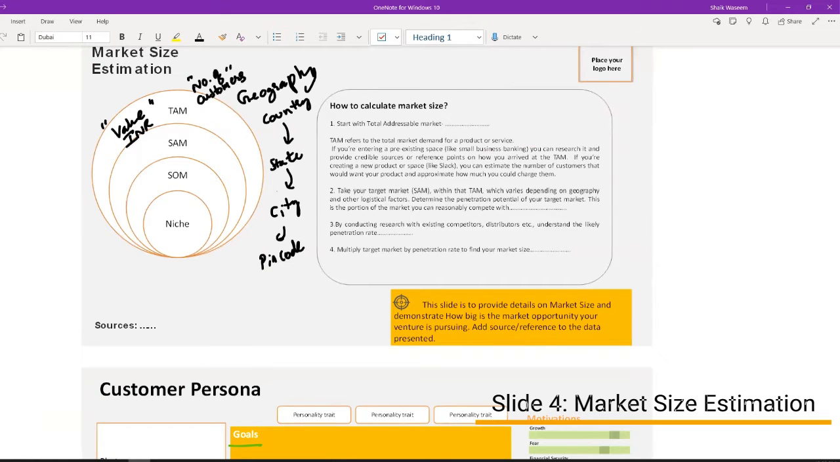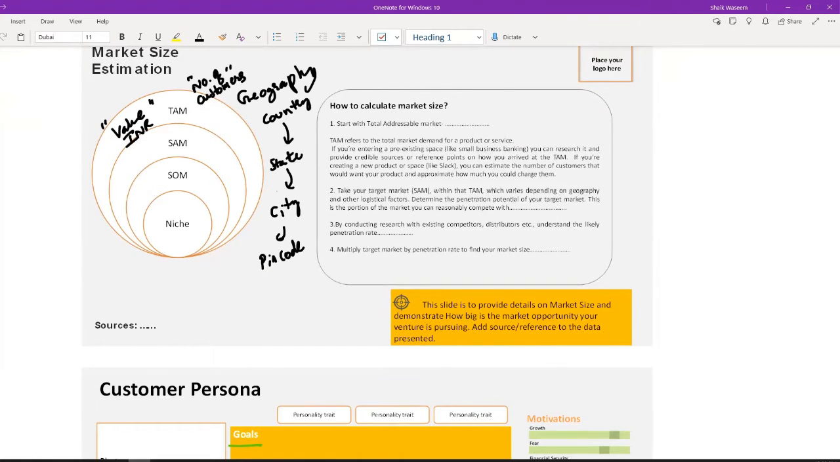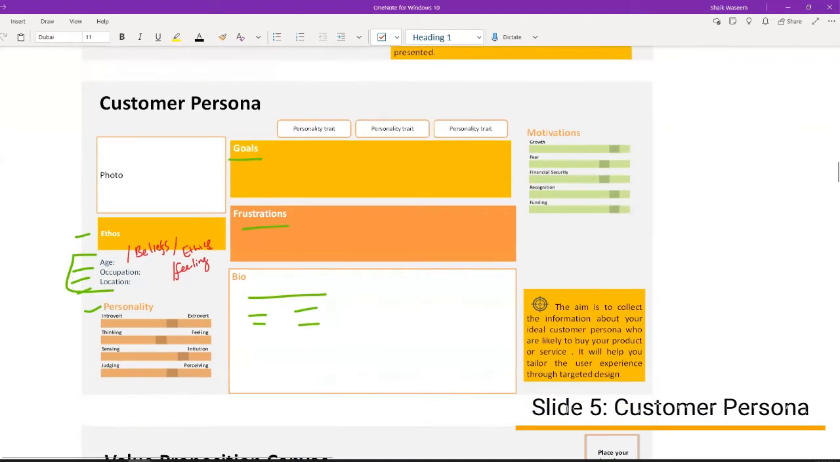TAM, SAM, SOM, and niche can be showcased as a circular format or inverted triangle format to represent the market size estimates. We can use the monetary values or the number of customers or the geographic size to showcase the market size. As we complete the market size estimation, we go to the customer persona.